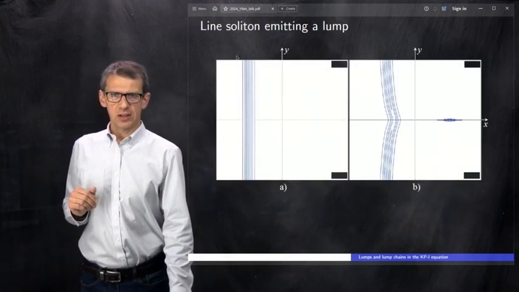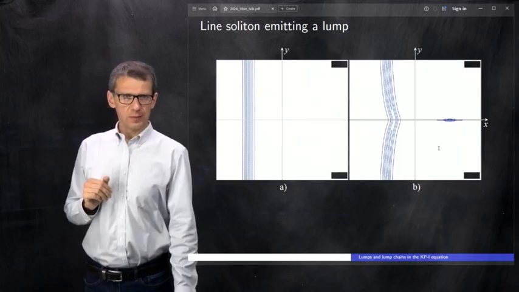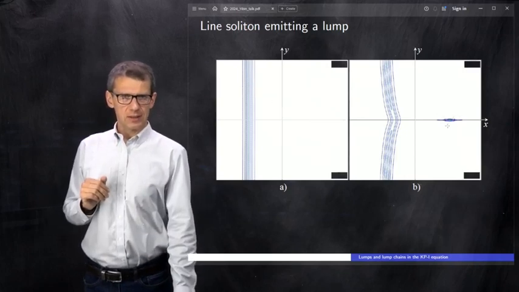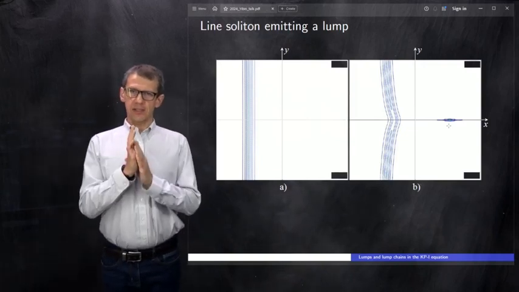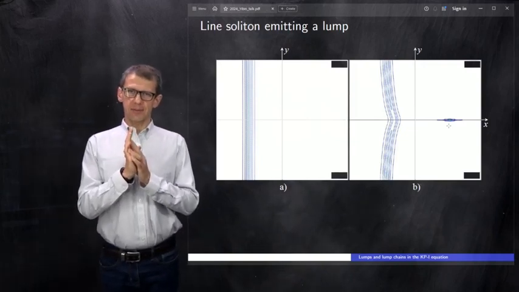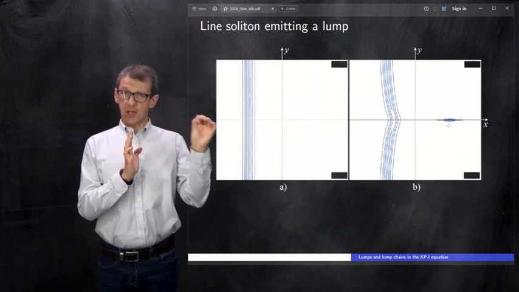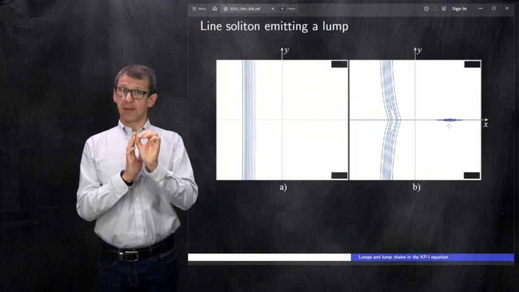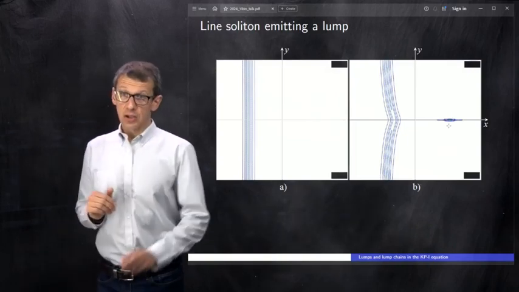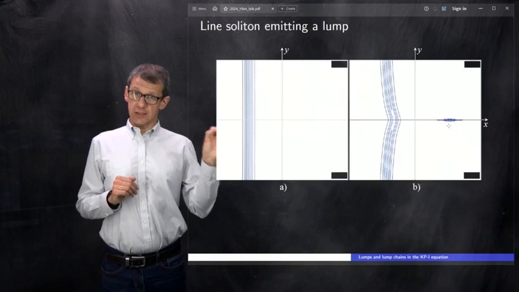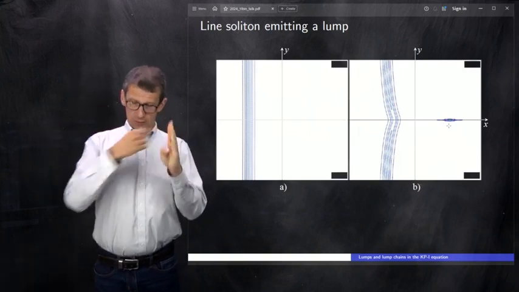So this is a line soliton. At some point in time, it kind of bends up and bends forward a little bit, outward, and emits an individual lump. So it turns out that a lump is in resonance with a line soliton if its velocity is 3 times the velocity of the line soliton. So this is what happens in these pictures. So if the velocity of the lump is not 3 times the velocity of the line soliton, the lump can just pass directly through the line soliton.